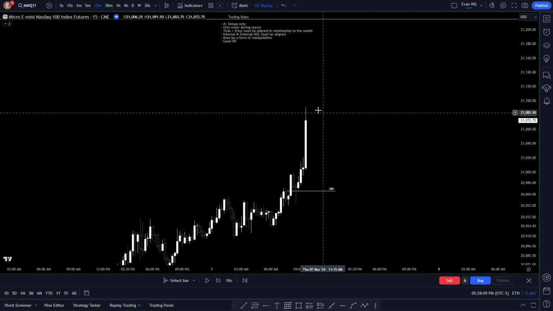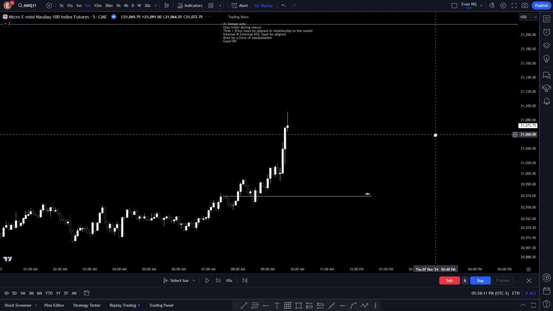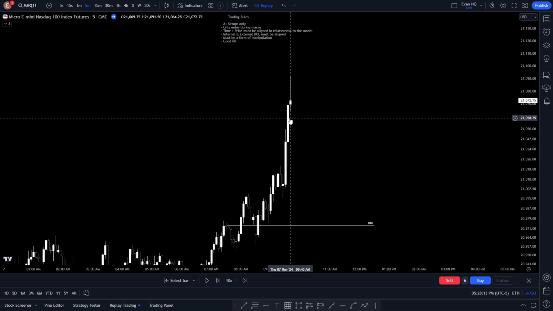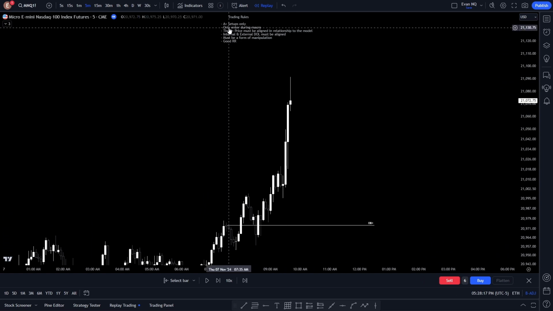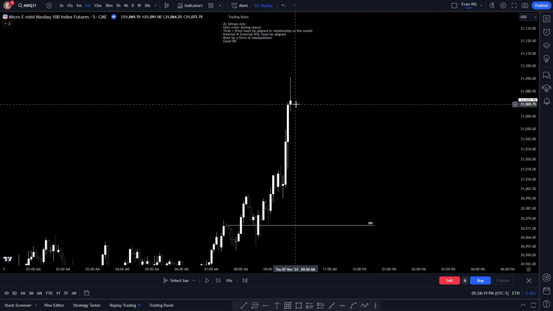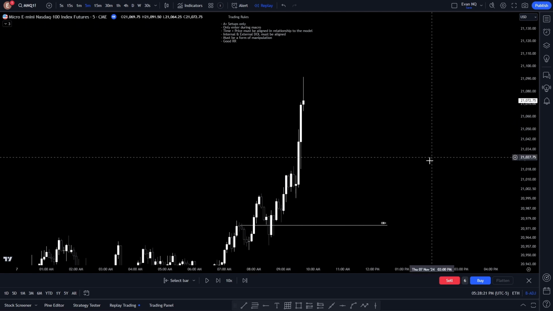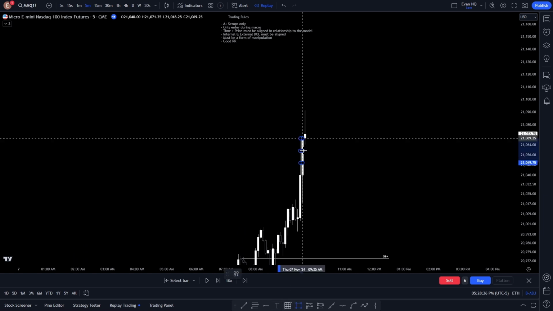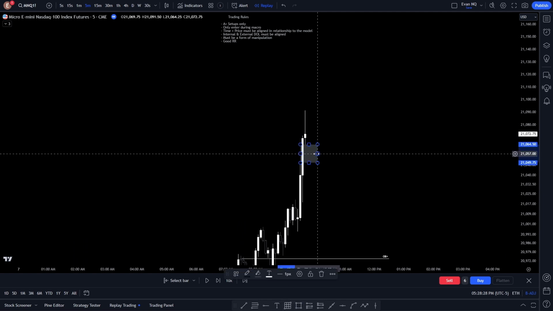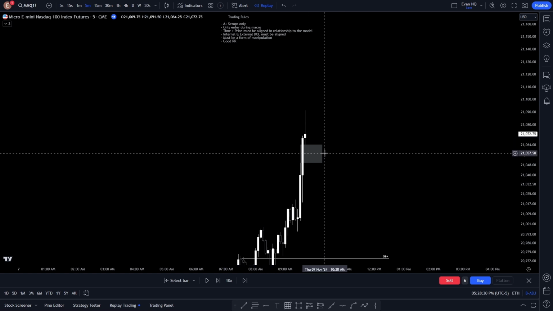So I saw this move up. Okay, I wanted to see some type of fair value gap form around my macro time that I like to enter at, because that's part of my rules. Only enter during macros. I like to enter during the 9:50 to 10:10 macro. So I believe I saw this fair value gap form. It was close to my macro.